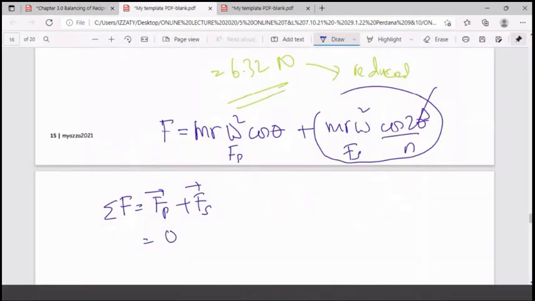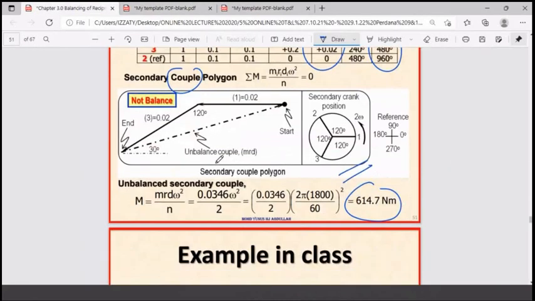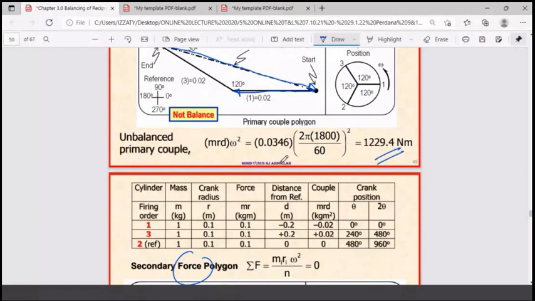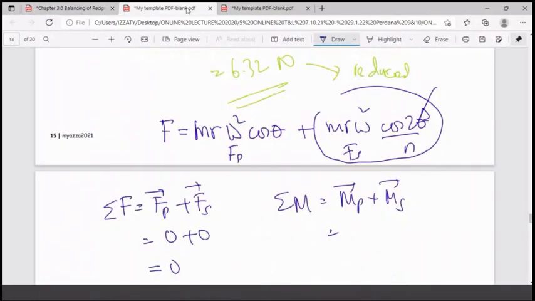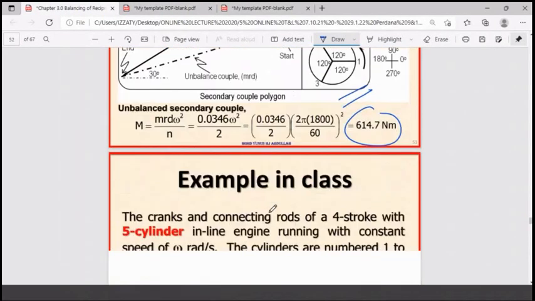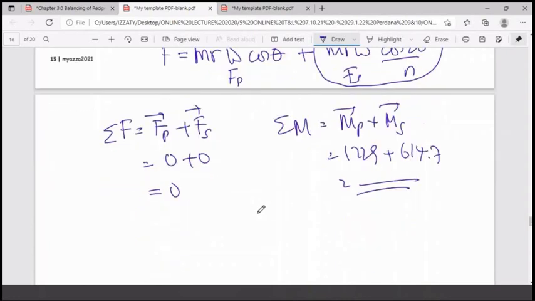Another one, M equals M primary plus M secondary. Put it there, and you have the numbers here. This one is the secondary couple, 612, and the primary couple we have 1229. So it's so huge here. 1229 plus another one is 6 something, 614.7. You have this one, so that will be the results. This one, okay, very nice.